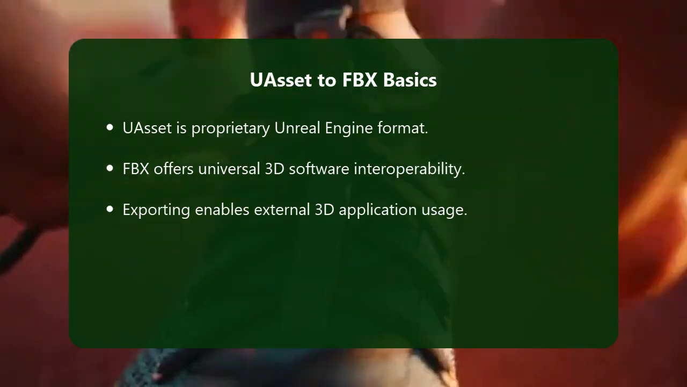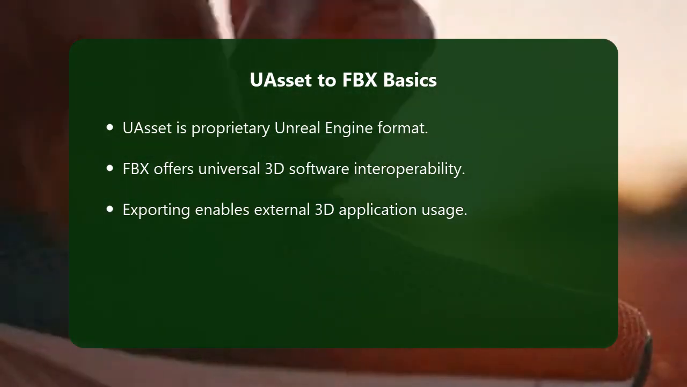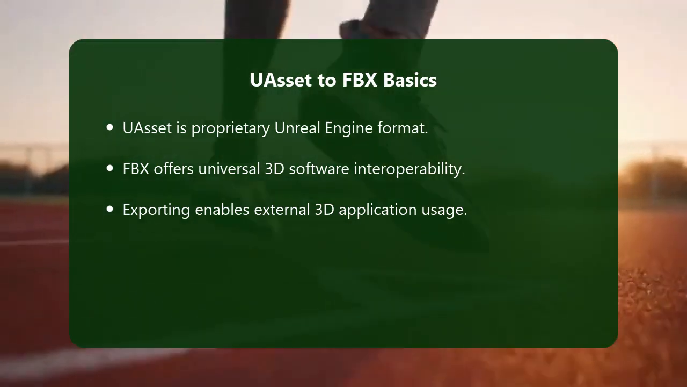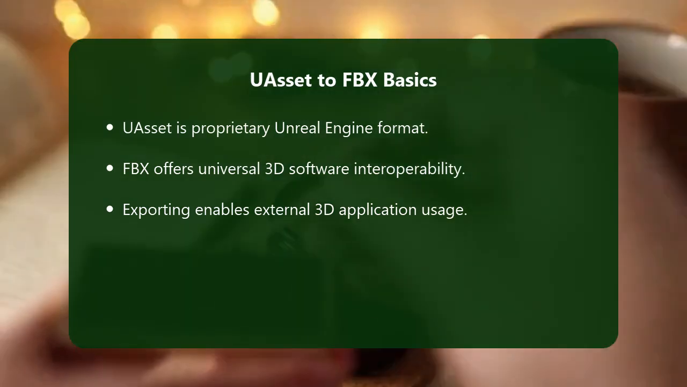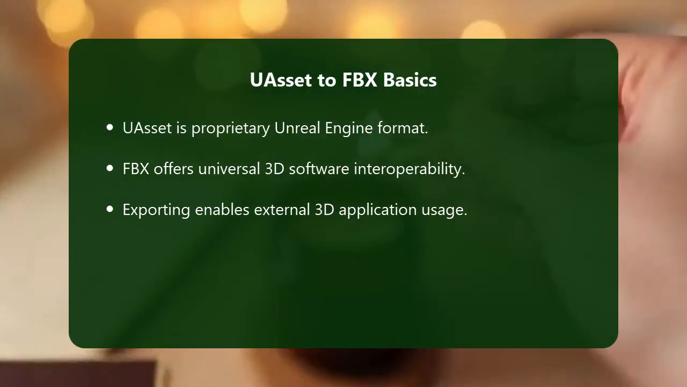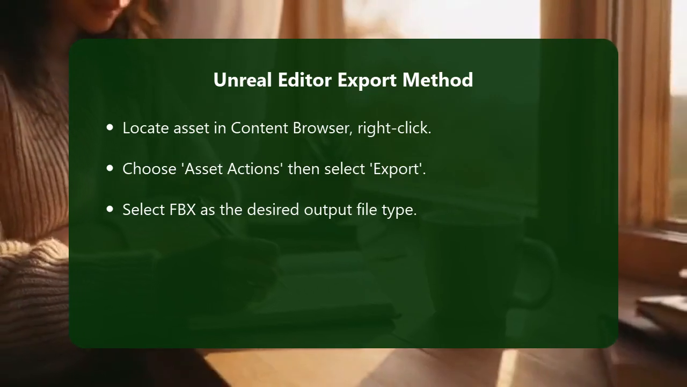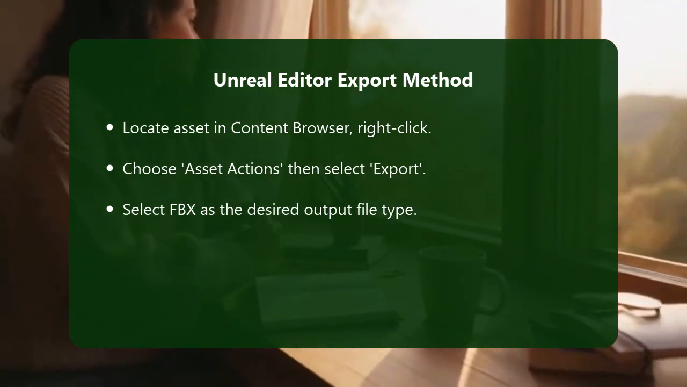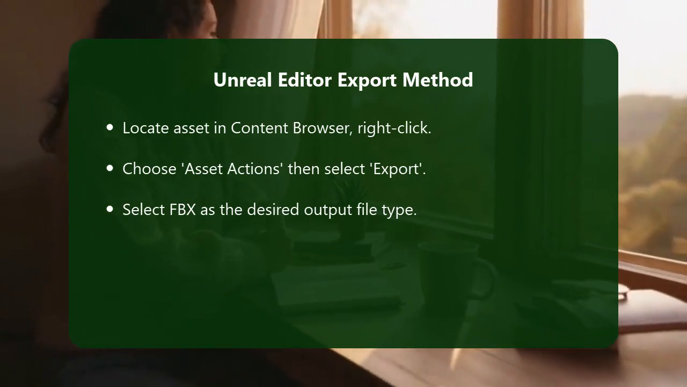First, open your Unreal Engine project and navigate to the content browser to locate the specific asset you wish to convert. This could be a static mesh, a skeletal mesh, an animation sequence, or even a level sequence. Once you've found your asset, right-click on it. In the context menu that appears, select Asset Actions and then choose Export.